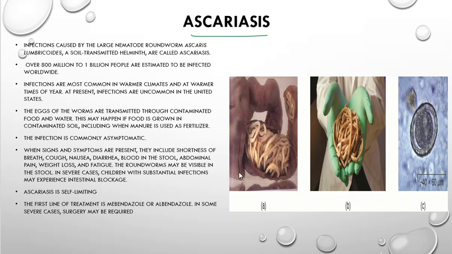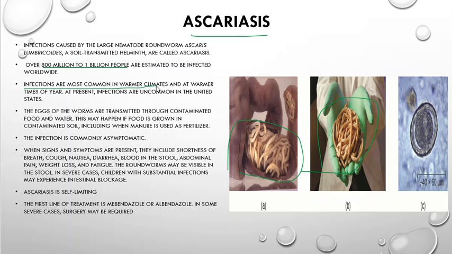Ascariasis, that is a big worm. That's in an intestine, and that's what somebody's pulled out. Large nematode roundworm, these aren't segmented. Ascaris lumbricoides, soil transmitted. 800 million to 1 billion people have this. That's sad.